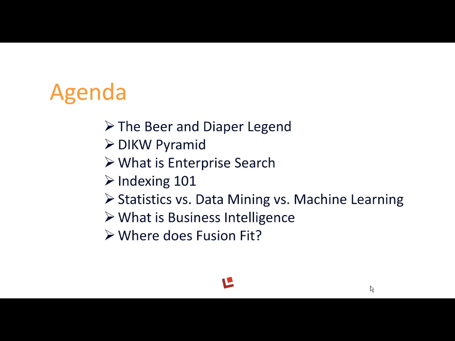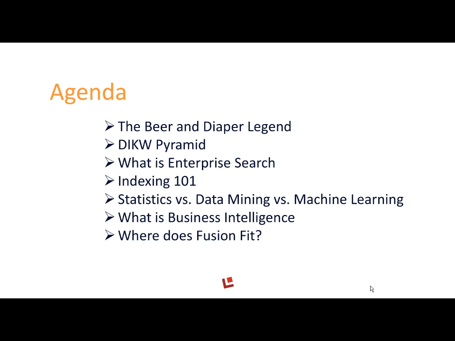I'm going to talk about the beer and the diaper legend, and then we'll get into the data, information, knowledge, wisdom pyramid. And then we'll talk a little bit about enterprise search, and start to get a little more technical when we get into indexing, although it's not going to be an in-depth mathematical discussion on indexing, but at least a broad enough brush so that you can get the foundation of what's involved in developing a good search, and some of the things that go beyond basic indexing to get the relevant results you need.